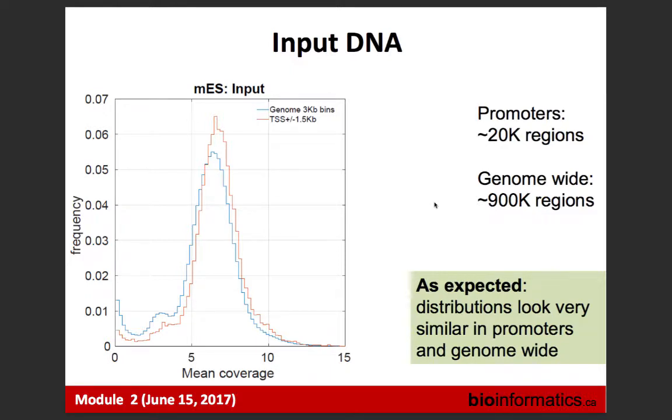The very first one is a plot where we take input DNA and do this in promoters and genome-wide. What this plot shows is a histogram. On the x-axis there is the mean coverage. We take the area under the curve, divided by the length, 3 kb. This is the mean coverage. On the y-axis is the frequency: how many bins out of the total number of bins have this mean signal. And it's normalized, because we have only about 20,000 promoters and many more genomic bins. You can see that it's not bad. So what does this plot tell us right away? That's right. In input DNA, our promoters look exactly like everywhere else in the genome, which is good, and is already a result, in my view.